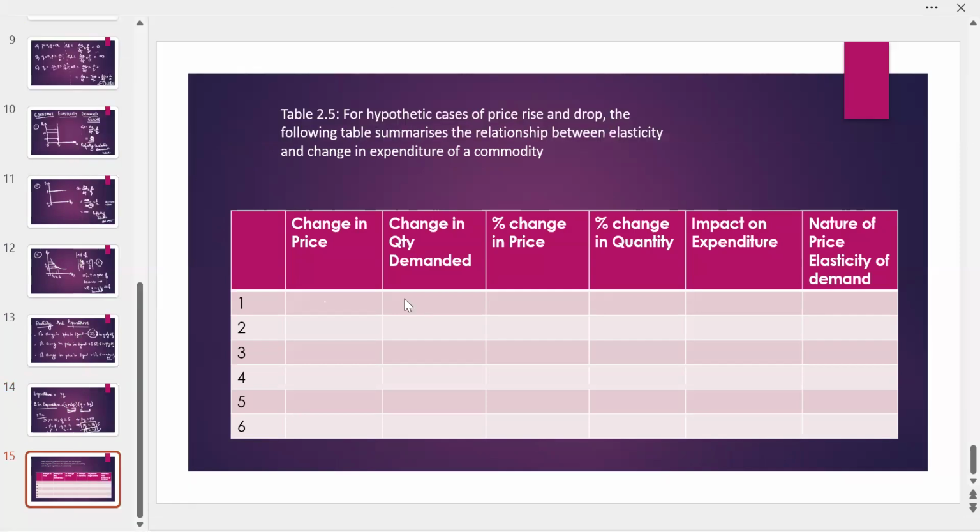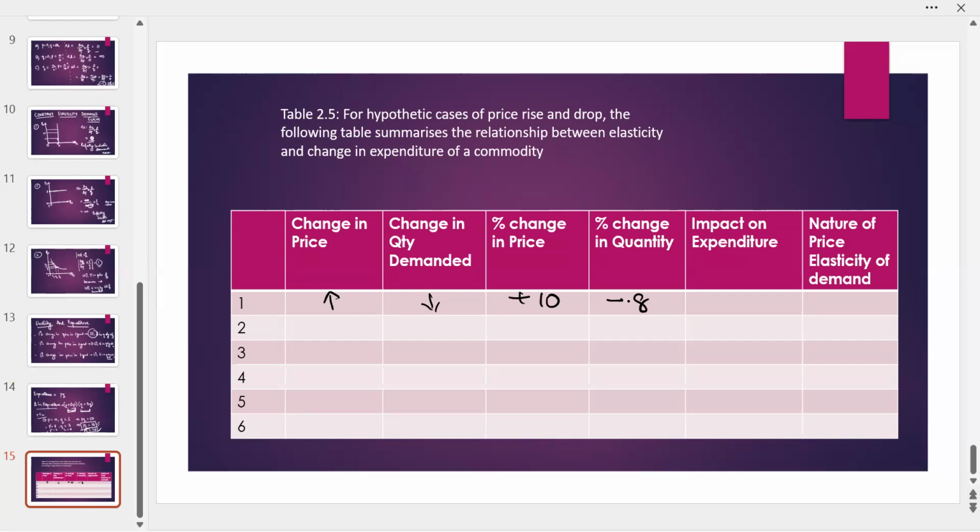So let's take what would happen if there's an increase in the price, right? And what would happen? The quantity demanded would fall. Let's say the percentage change in the price is 10%. However, the percentage change in the quantity demanded is 8%. It is a fall of 8%.